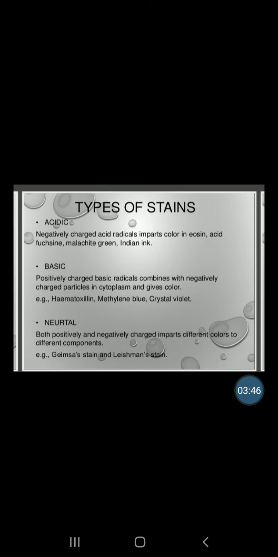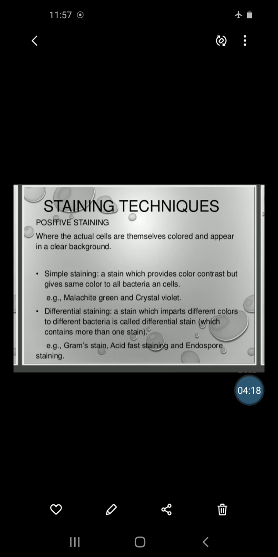Then neutral stains, which are both positive and negative: they carry both positive charge as well as negative charge and impart different colors to different components. For example, Giemsa stain and Leishman stain. Neutral stains carry both positive as well as negative charge and impart different colors to the different components. Then we will see the different staining techniques.